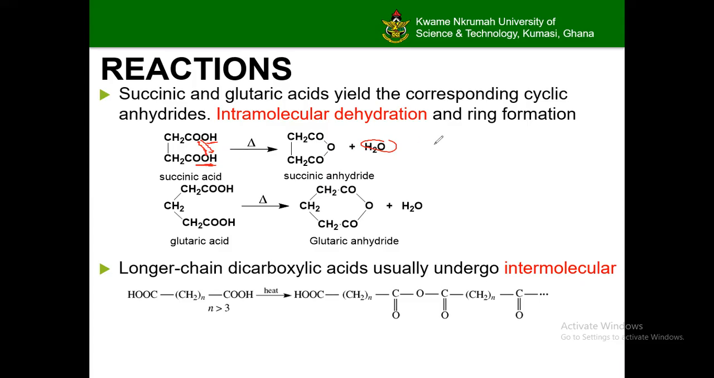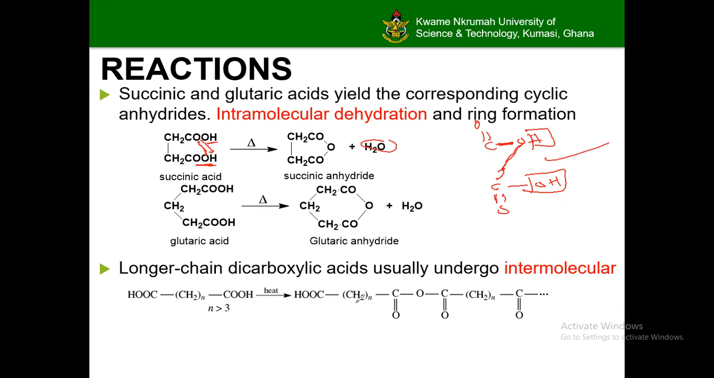But in actual sense, that is not what is happening, because we have a carboxyl group like this, right? And then we have another carboxyl group like this. So what is happening is that this OH has been lost, this H has been lost, and there's coordination between this oxygen and this carbon. So this oxygen is connecting this carbon and this carbon. That is what is actually happening at the molecular level. This is what we call succinic anhydride, right? So intramolecular dehydration.